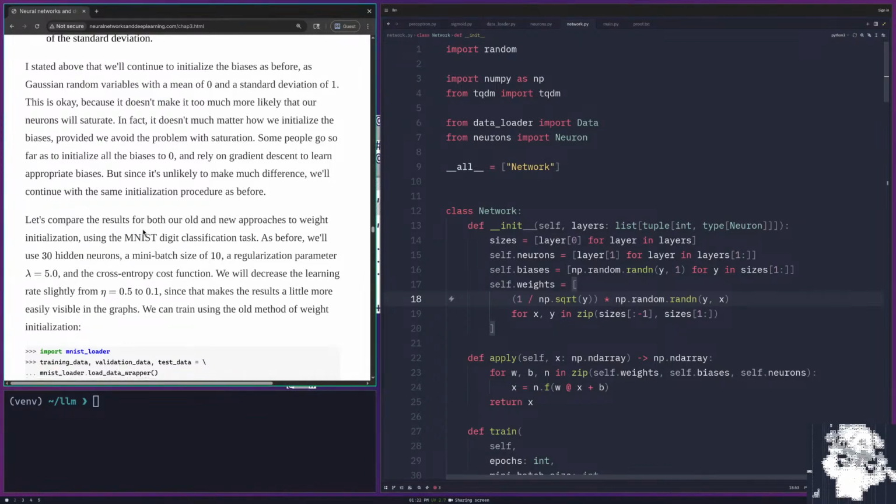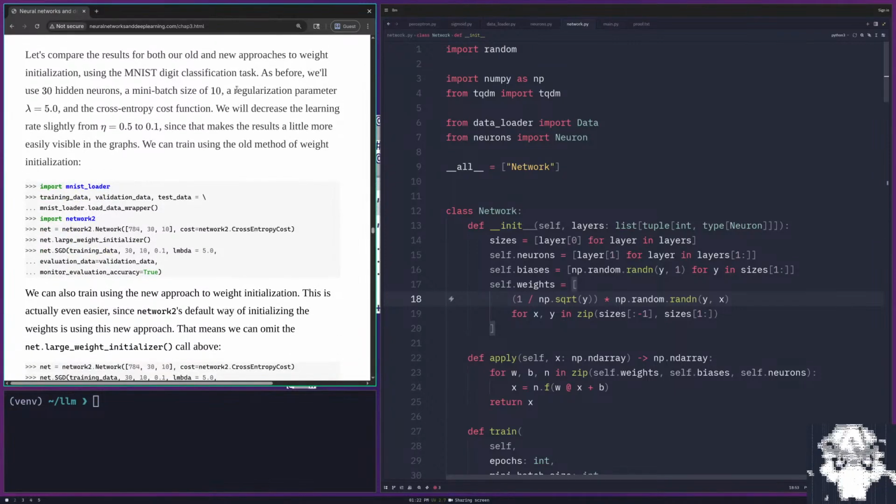All right, let's compare the results for both our old and new approaches to weight initialization using the MNIST classification task. As before, we'll use 30 hidden neurons, a mini batch size of 10, regularization parameter lambda equals 5.0, and the cross entropy cost function. We will decrease the learning rate slightly from 0.5 to 0.1, since that makes the results a little more easily visible in the graphs.